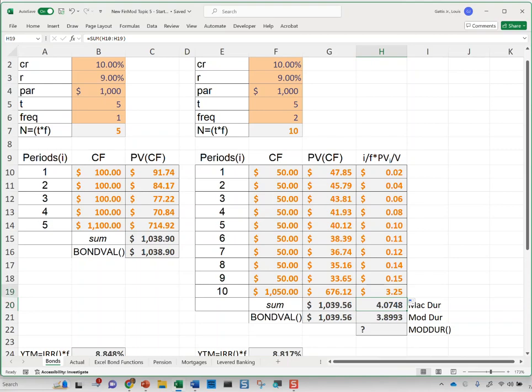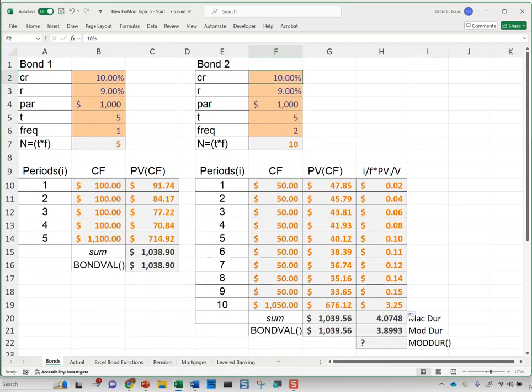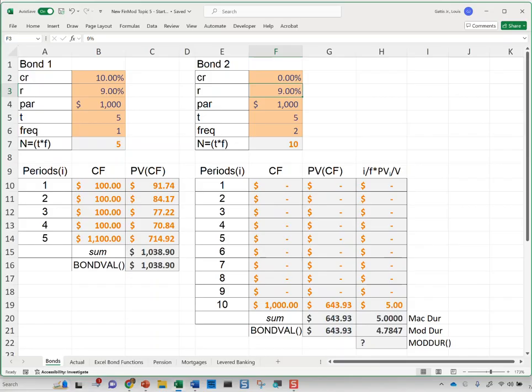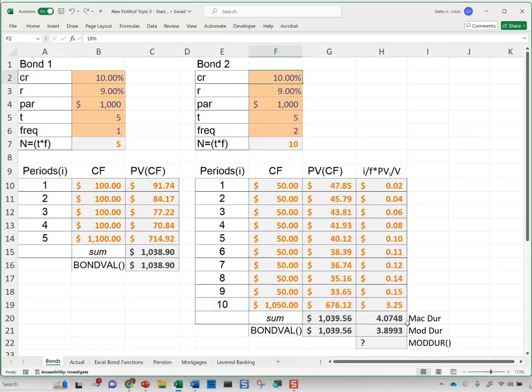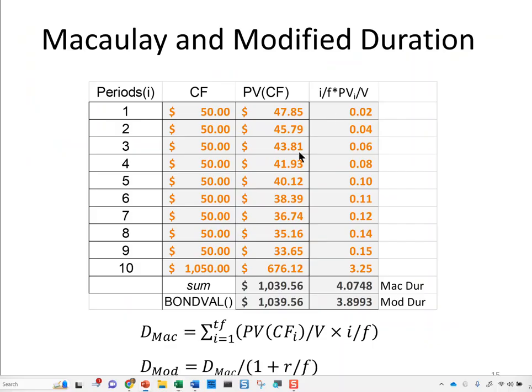Now, if this bond had a 0 coupon payment, so I'm going to make this coupon payment 0, look what happens to the Macaulay duration. It simply goes to 5 because all your cash flows are received exactly 5 years from now. So what happens is the larger the coupon payment, the more the weighting gets weighted down below the maturity value. So there you go. There's my Macaulay duration.